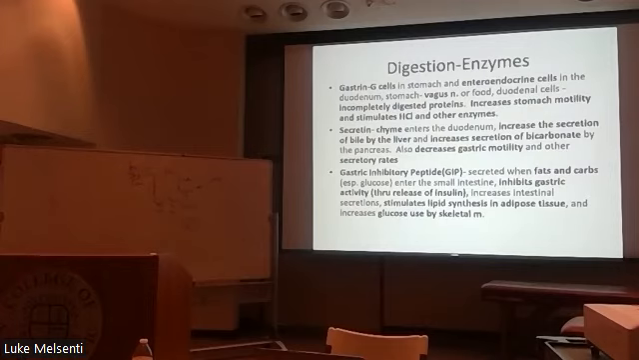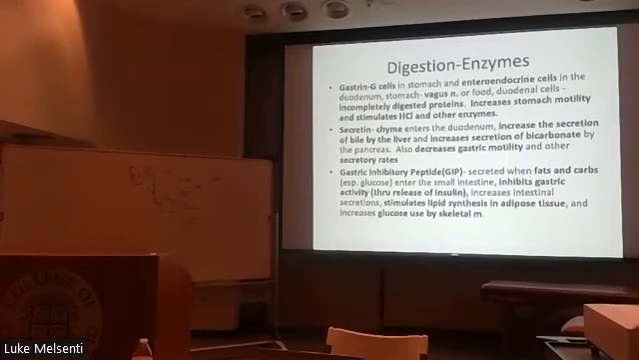And in the stomach, vagus nerve stimulation, or food, or incompletely digested proteins will increase stomach motility and stimulate hydrochloric acid and other enzymes. Secretin: when the chyme enters the duodenum, it increases secretion of bile by the liver and increases secretion of bicarbonate by the pancreas.